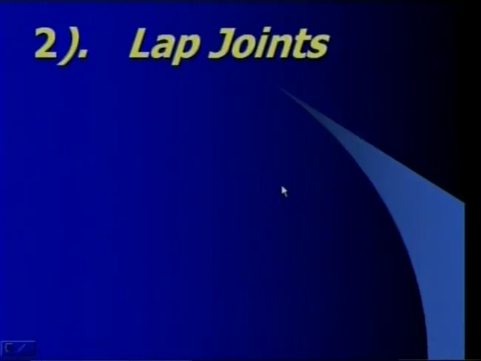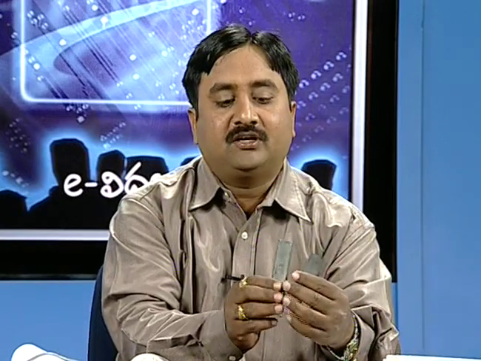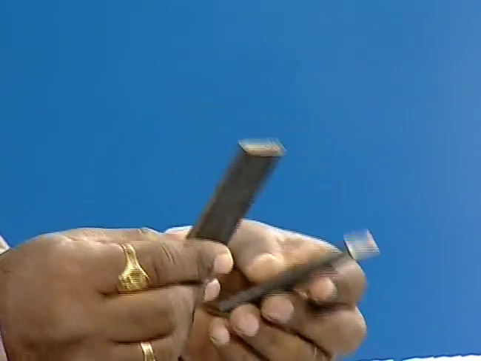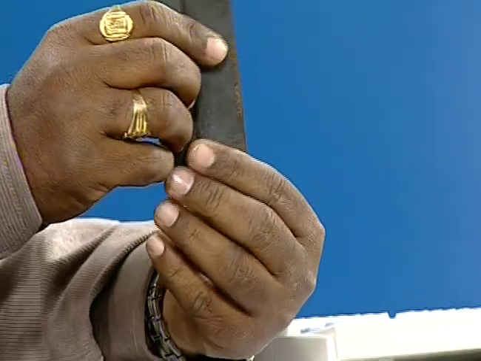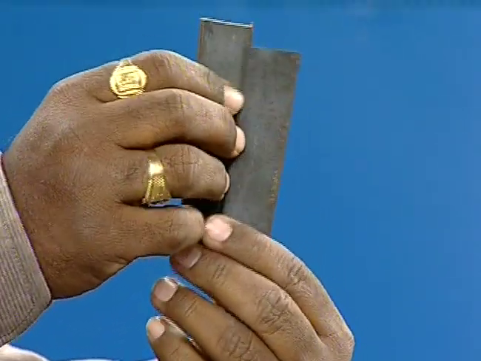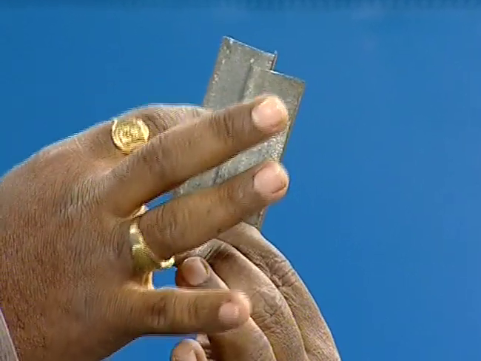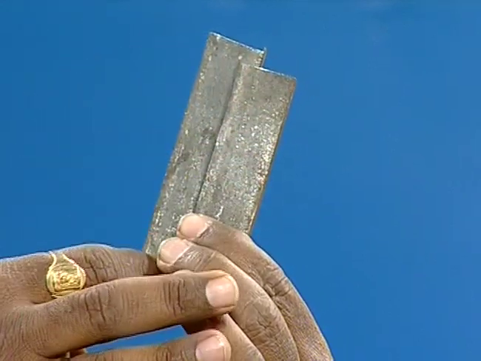Next, as we already discussed, the other type of joint is the lap joint, that is, two plates which are to be welded one over the other. We can see that with this demonstration. Here are the two pieces which are to be welded. I have to overlap one over the other like this, and the welding is carried out over this portion, after making the edge preparation.